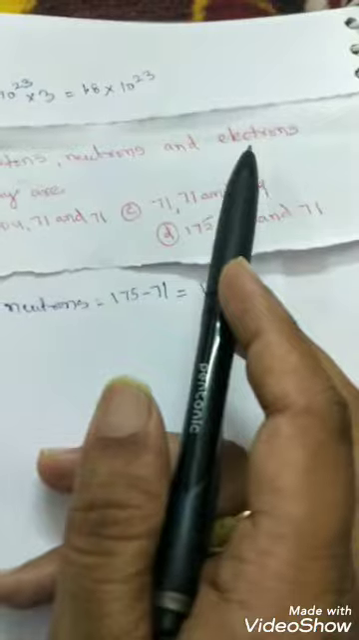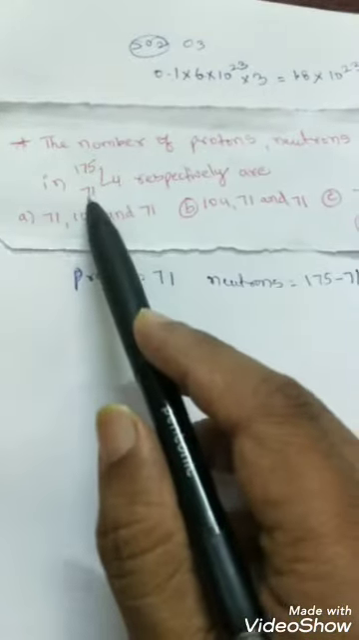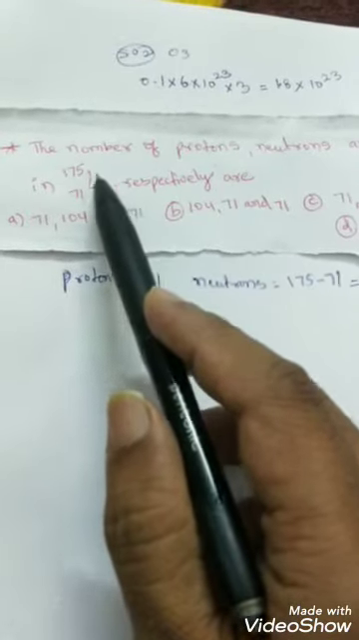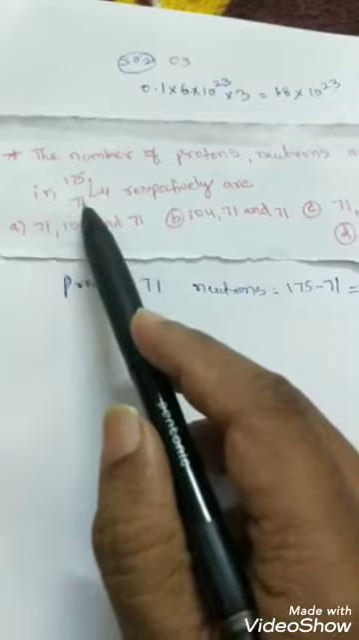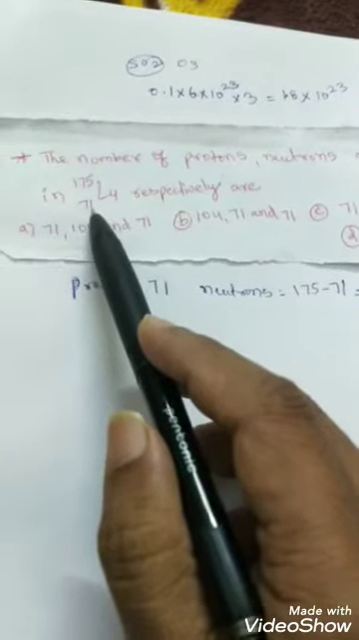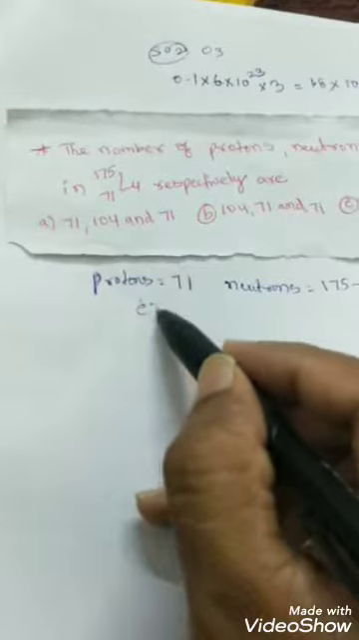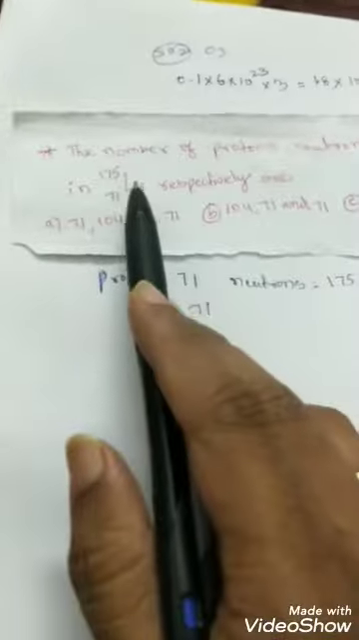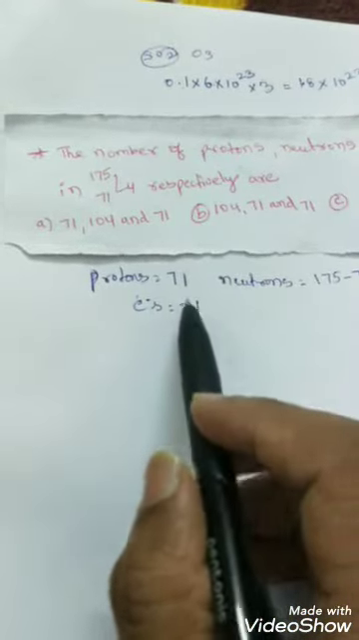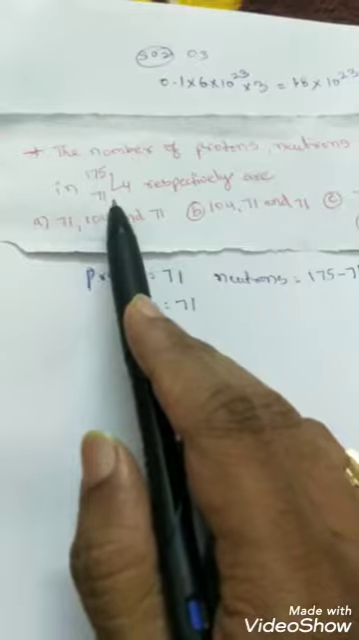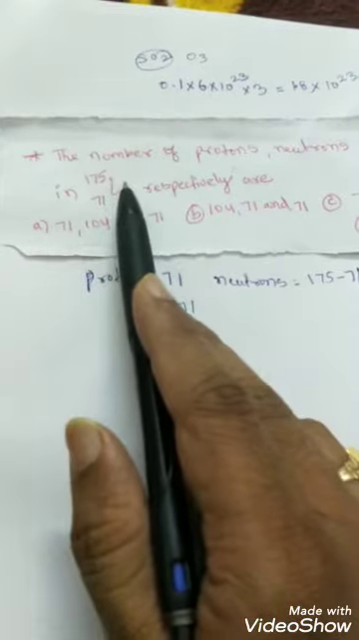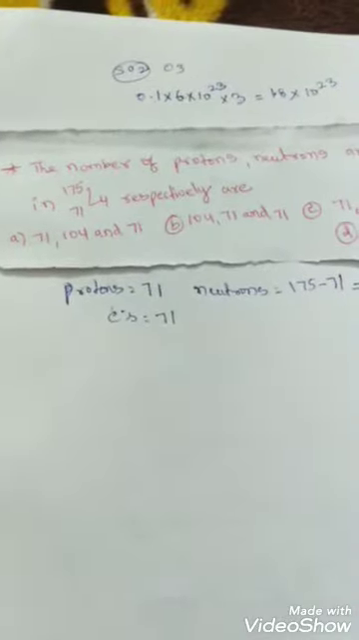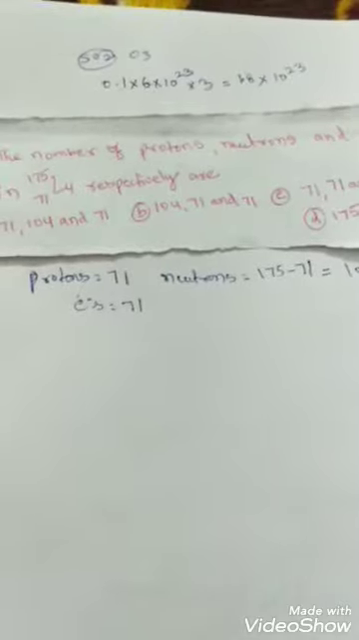And next, electrons. Here electrons is also the same. If it has no charge, then electrons equal the number downside. So the electron number is also 71. If there is any plus or minus charge, you have to adjust. If it is plus charge, 71 minus 1 is 70. If it is minus charge, 71 plus 1 is 72. So protons 71, neutrons 104 and electrons 71.